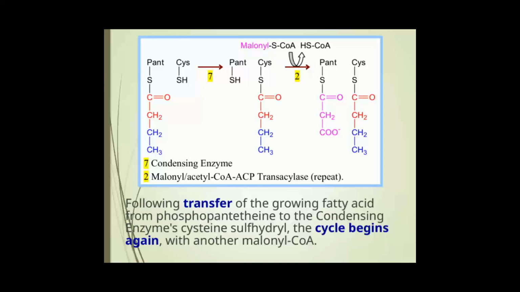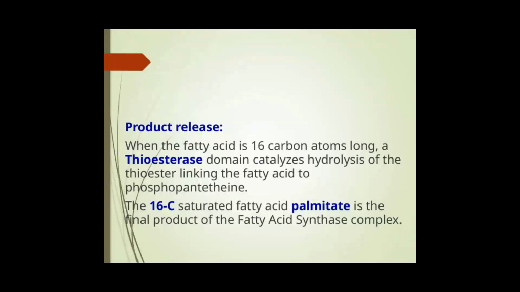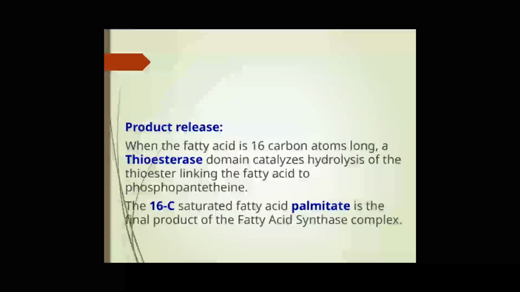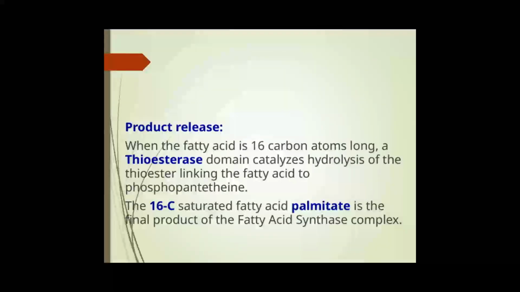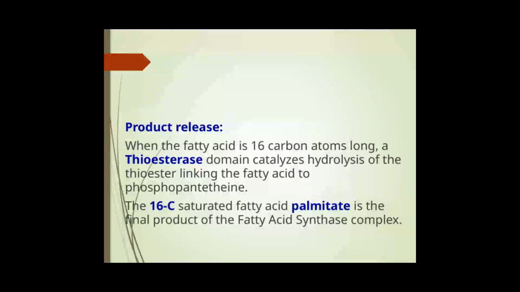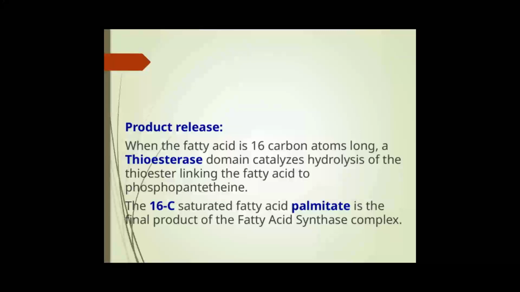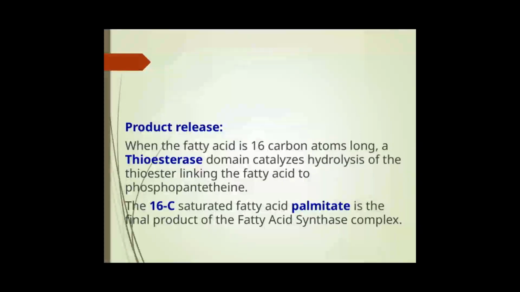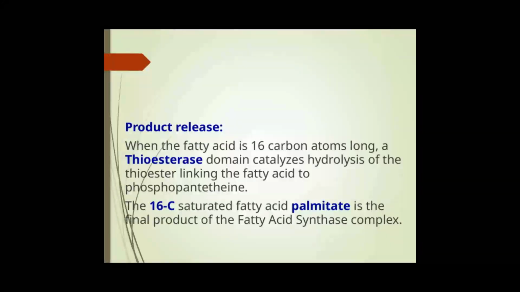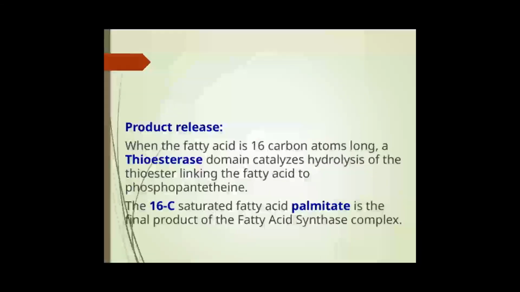When the fatty acid chain reaches 16 carbon atoms, something interesting happens. The thioesterase domain comes into play and catalyzes a hydrolysis reaction. This means it breaks the bond linking the fatty acid to the phosphopantetheine group. Essentially, it releases the fatty acid from the complex. The final product in this process is a saturated fatty acid with 16 carbons, known as palmitate. This is significant because palmitate is the end product of the fatty acid synthase complex. So, in summary, once the fatty acid reaches this length, the thioesterase ensures it's released, completing the synthesis process. This step is crucial because it determines the length and the saturation of the fatty acid produced by the complex.